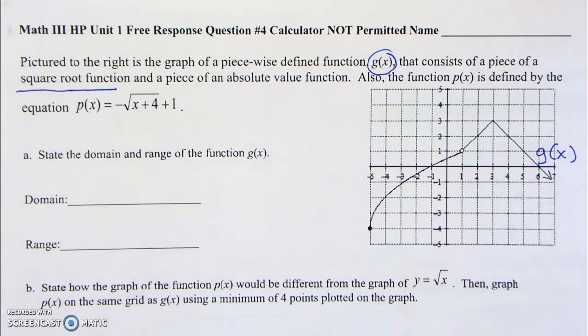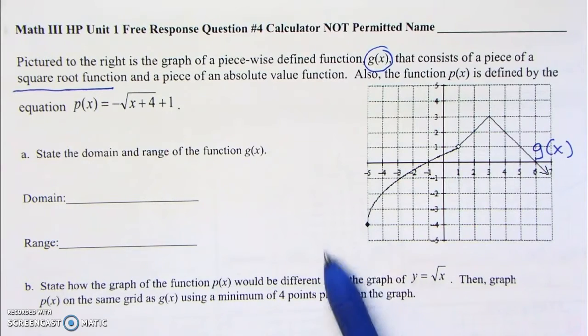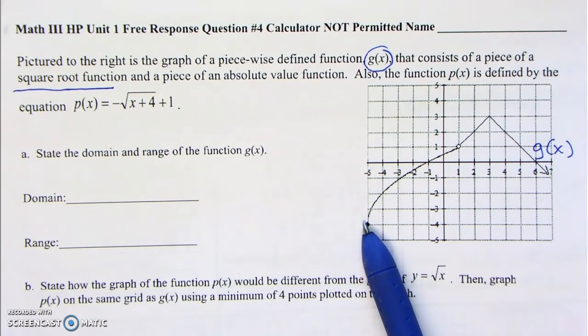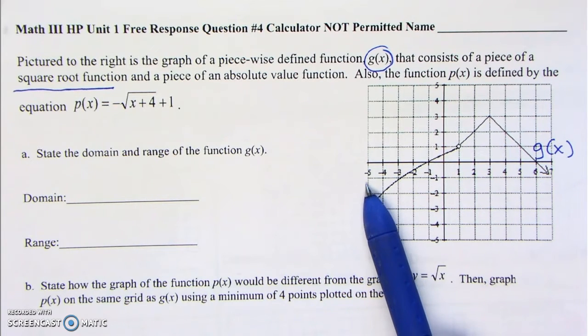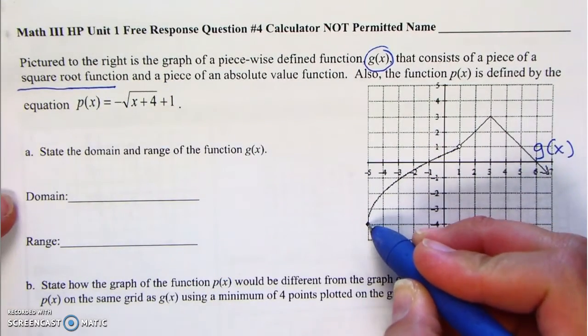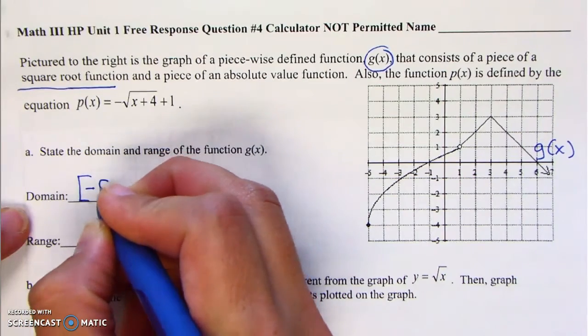Okay, so the domain, it's going to be the x value. So what is the smallest x value? What we're looking for is an arrow. If you have an arrow, we would write negative infinity. Do we have an arrow or a point? A point. So the lowest x value we see, this graph begins at -5. And is this open or closed? Closed. Good. So we're going to have a closed bracket for -5.